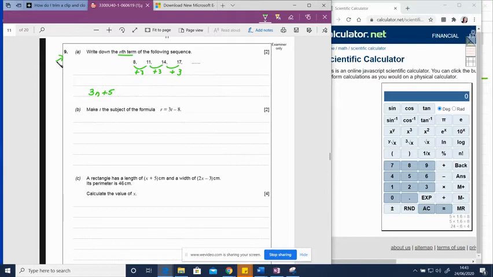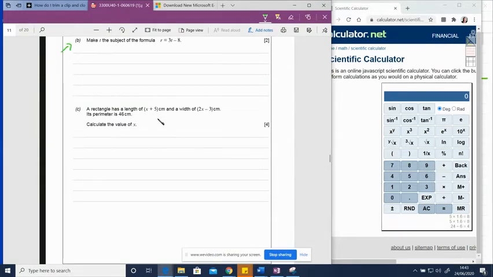I'm going to test it with the number 14 to see if it works. Now, the number 14 is the third in the sequence. So n would be 3. So 3 times 3 is 9, plus 5 is 14. So it works. So I'm happy with that answer for the nth term.